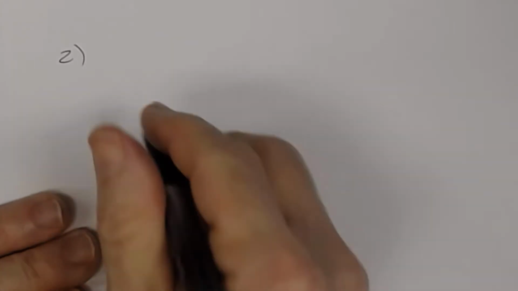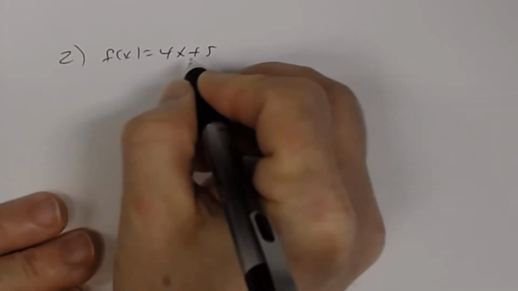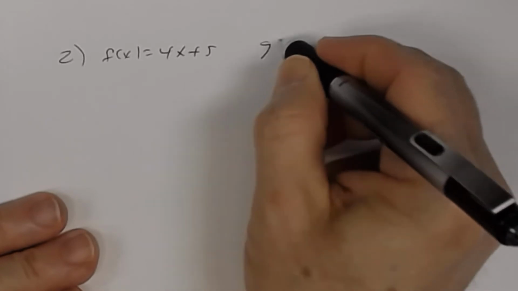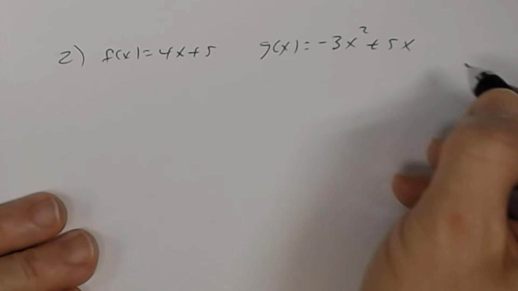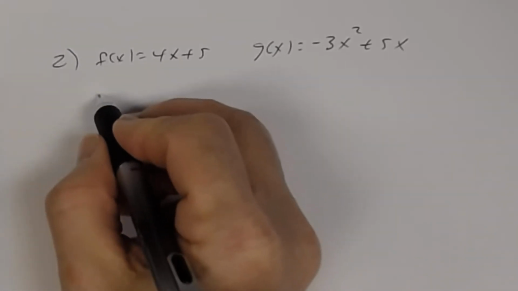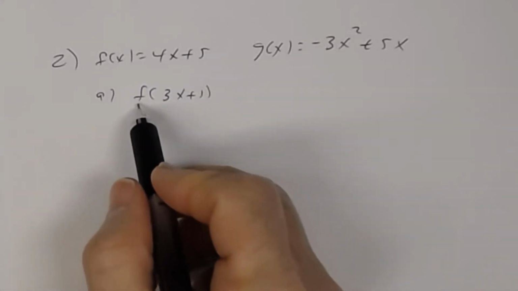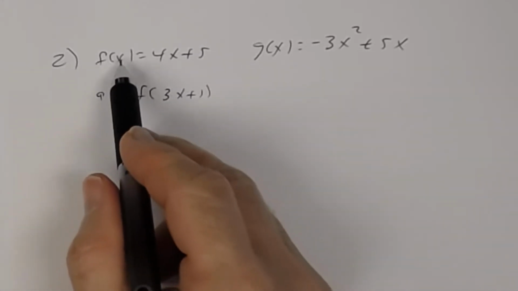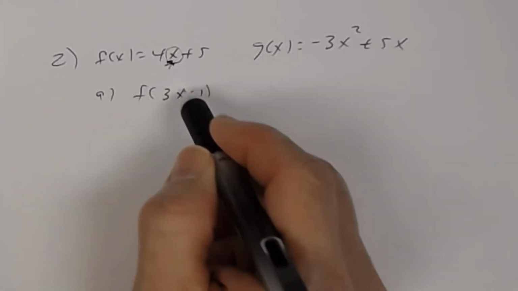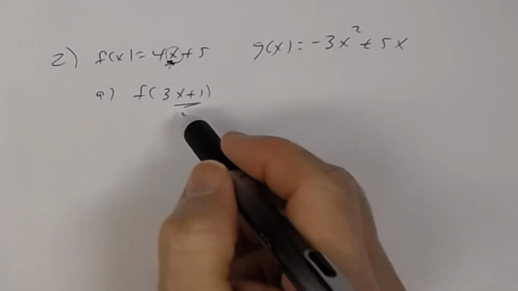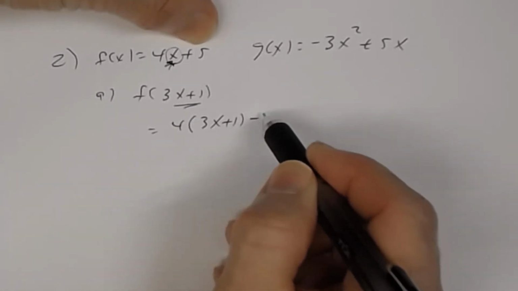And so number 2, we have our functions f of x equals 4x plus 5. So we have this linear function. And g of x is the quadratic function, negative 3x squared plus 5x. Okay? And so in part A, you want to find f of 3x plus 1. So remember, this says I go to my function f, the function named f, and that's this one. And wherever I see the variable, right here, I'm going to substitute 3x plus 1. So this becomes 4 times, in parentheses, 3x plus 1, and then plus 5.